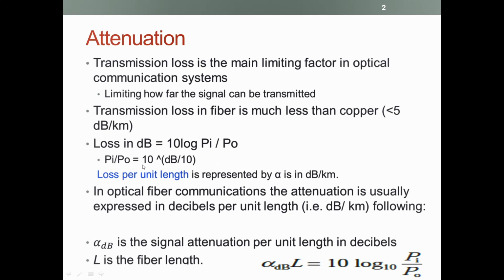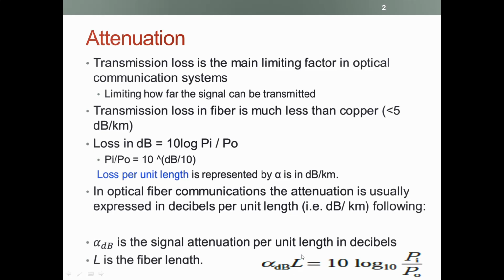So Pi by Po is equal to 10 to the power dB by 10, where dB is the loss in decibel. So you can calculate in reverse also in case it is needed. Pi by Po is the ratio of the power. So always loss per unit length is calculated, so dB per kilometer is calculated, which is equal to alpha. So alpha is dB per kilometer.